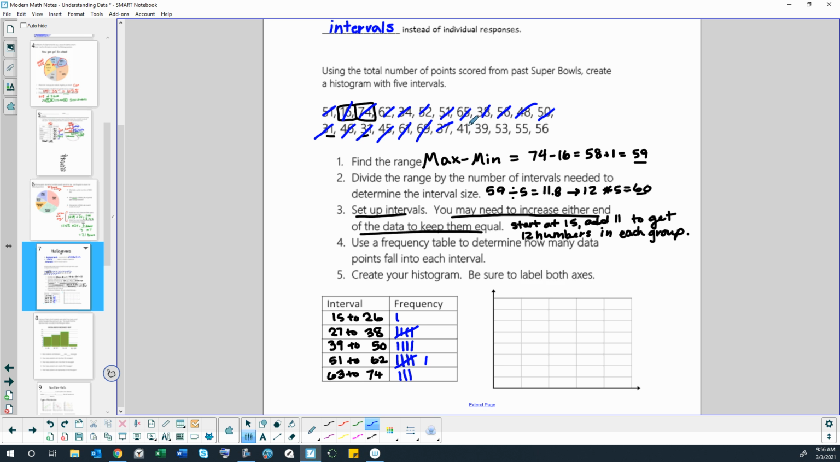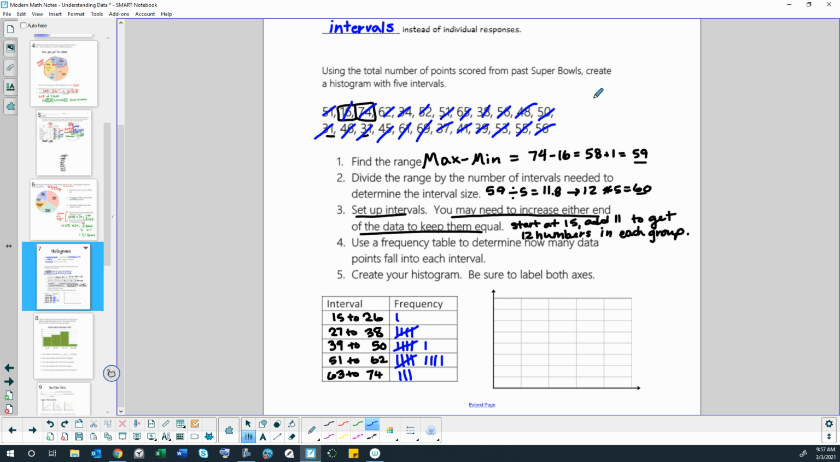You don't have to do it that way. 41 is going to give us our fifth in the third interval. 39 gives us a sixth in the third interval. 53 is the fourth one. 55 is the fourth one. And 56 is the fourth one. There, we counted them up.